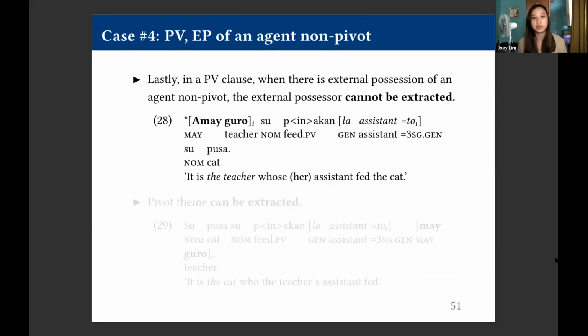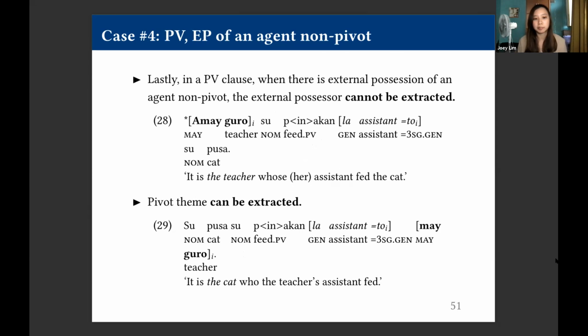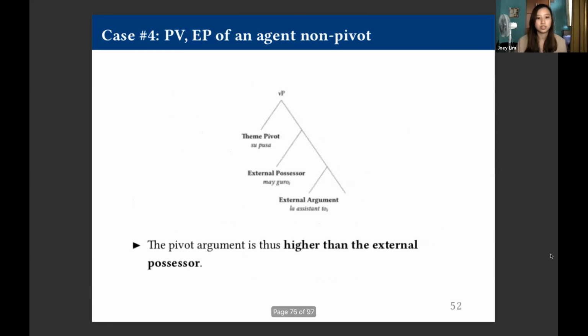Lastly, let's consider a case in a PV clause where there's external possession of an Asian non-pivot argument. In this case, we cannot extract the external possessor. So in 28, again, we have Amai Guru, or the teacher, as the external possessor, this time of the non-pivot Asian, and in this case, it cannot be clefted. However, as expected of a typical PV clause, we can extract the pivot theme. This means that the theme pivot is higher than the external possessor, which is higher than the external argument in this case.